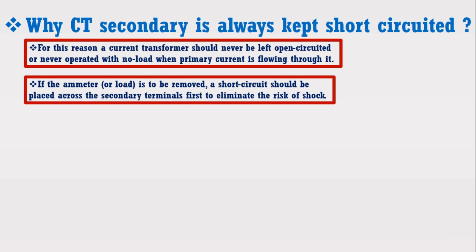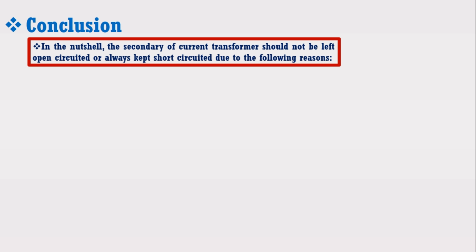If the ammeter or load is to be removed, a short circuit should be placed across the secondary terminals first to eliminate the risk of shock. I think at this stage now it is better to conclude the whole discussion. In a nutshell, the secondary of the current transformer should not be left open circuited and is always kept short circuited due to the following reasons.